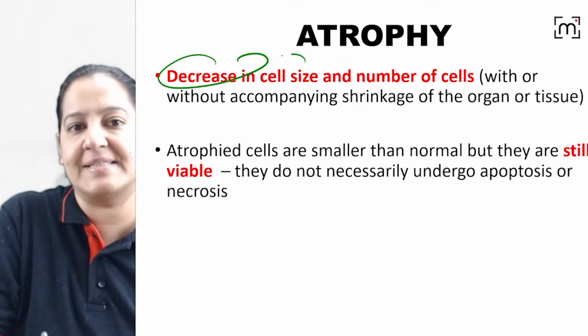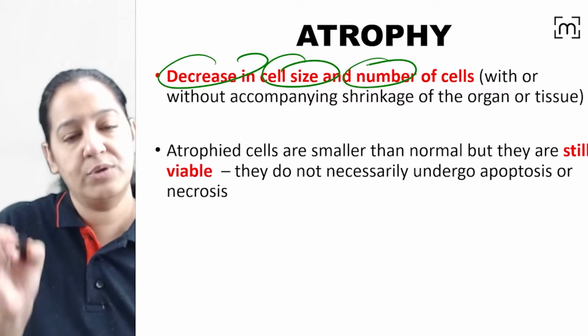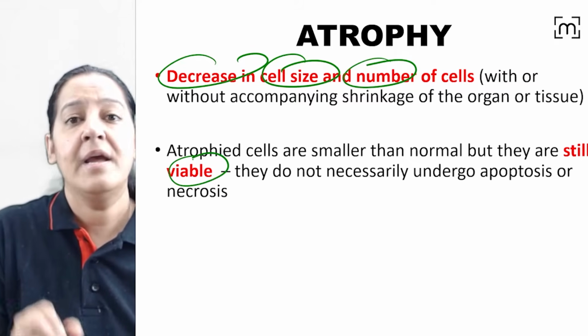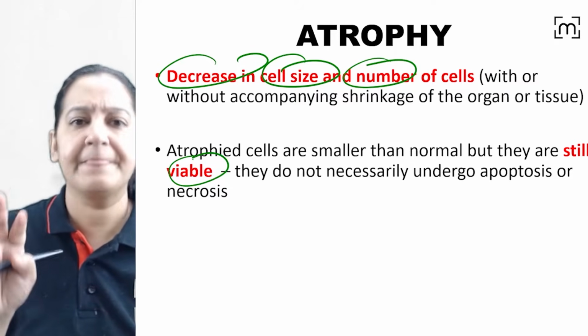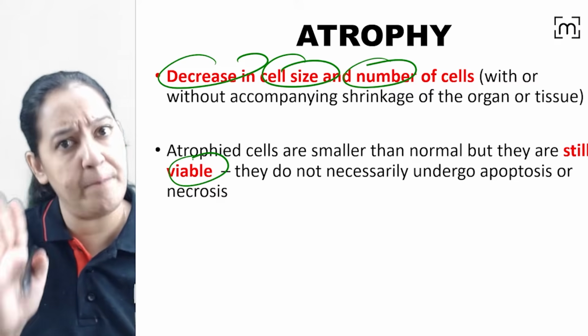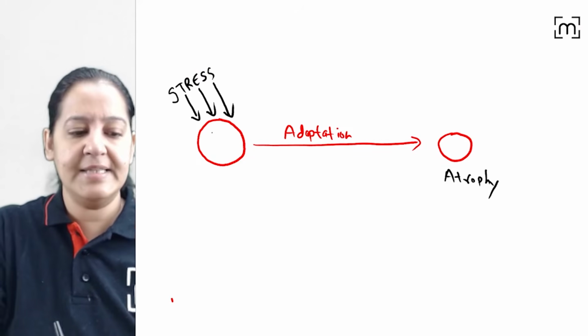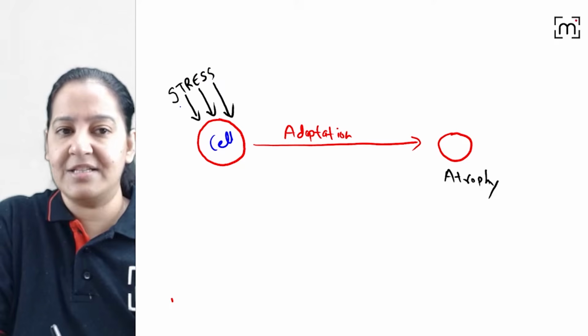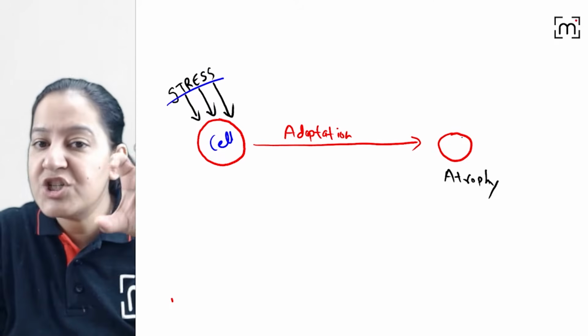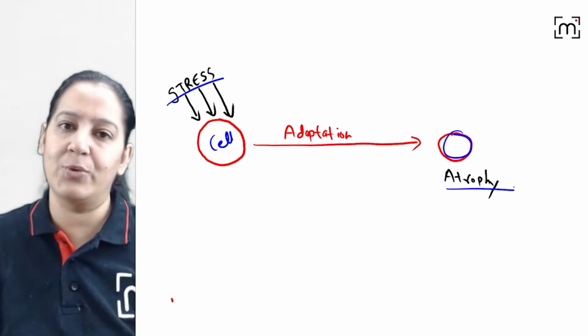Atrophy is decrease in size as well as number. Up to that point, the cell is still viable. It won't become so small that the cell will die. The cell will decrease in size, but up to a point, the cell is still viable. Can you see this is a cell? When stress is acting on the cell, it shrinks, decrease in size. That is known as atrophy.